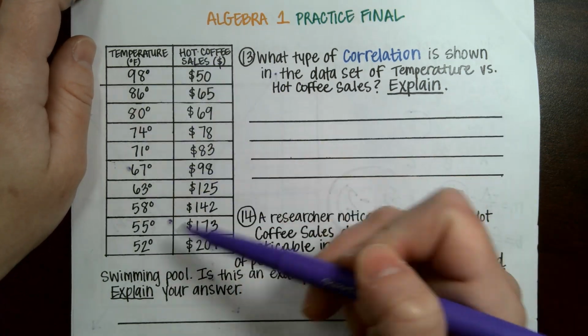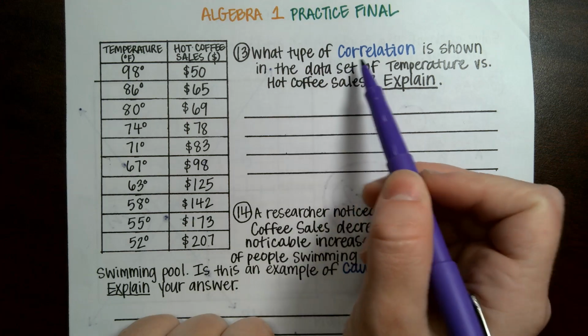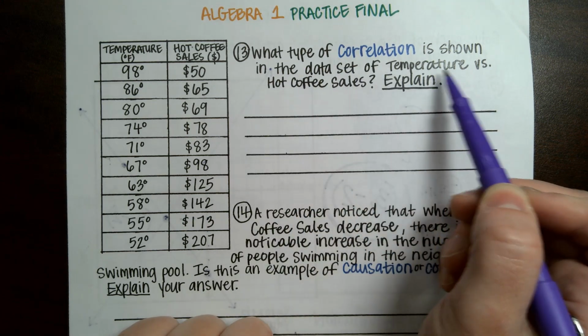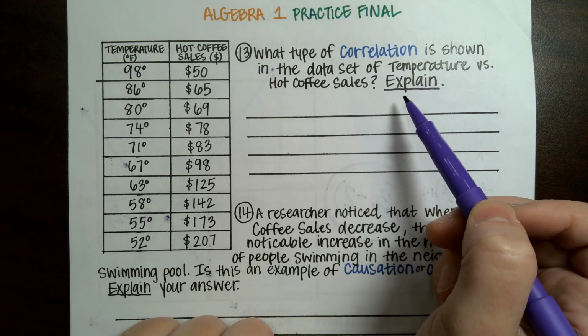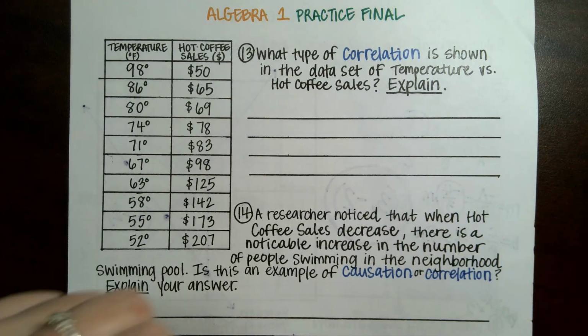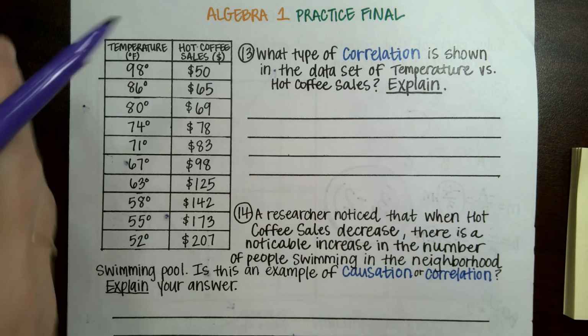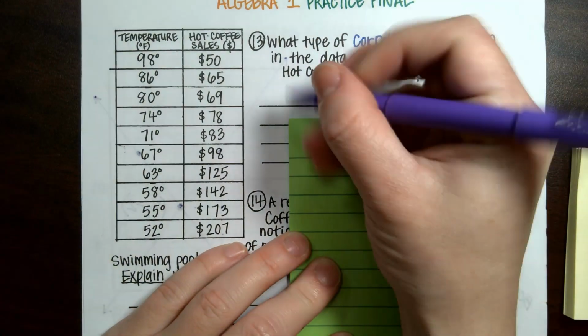Once you've peeked around at this chart, I want to know what type of correlation is shown in the data set of temperature versus hot coffee sales. And then I want you to explain. Negative. Guys, remember, I'm going to write a little note out. There are two types of correlations we can have.